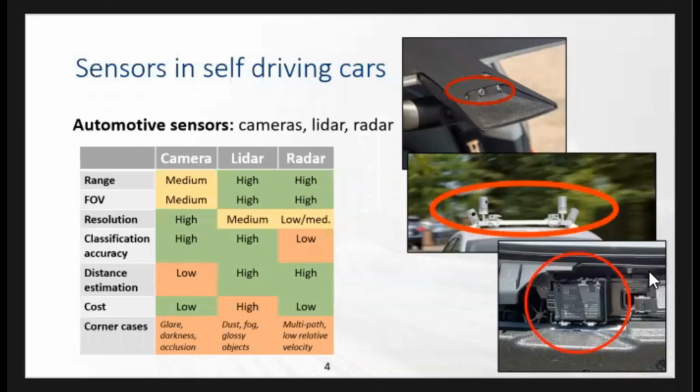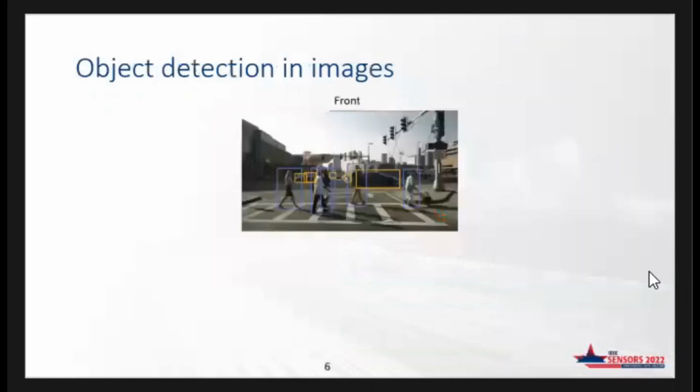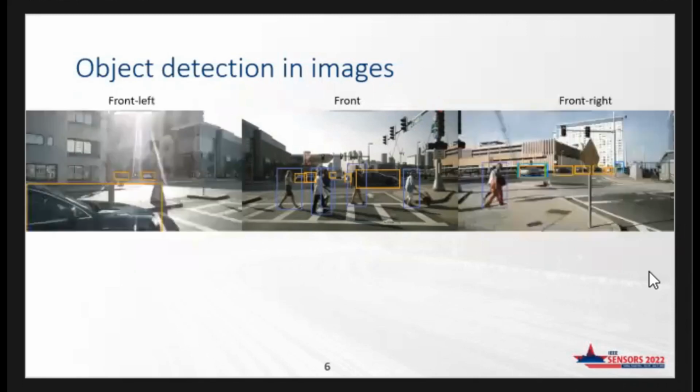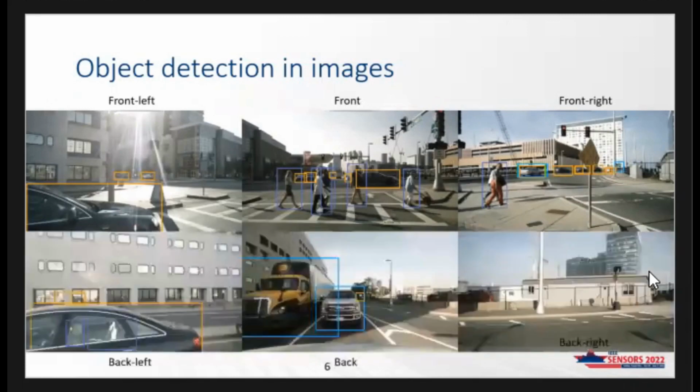So here are some examples of cameras mounted in the rear view mirror of a car, Lidars on top, and this is a radar unit in the bumper of a car. So what I mean by object detection in the camera images is that for each object in the scene, the detector outputs a bounding box in 2 dimensions. So here we have 3 cameras looking forward and to the left, and also we have 3 cameras looking to the back. So it basically gives us a surround view of the environment, but just in 2 dimensions.